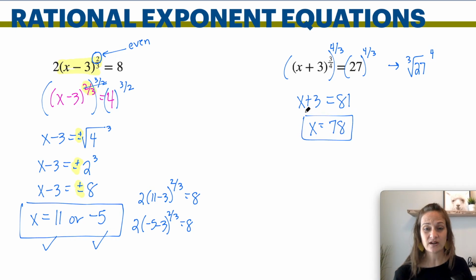And if you want to make sure it actually worked, plug 78 back in. 78 plus 3 is 81. The 4th root of 81 is 3, and 3 to the 3rd power does give you 27, so it worked.